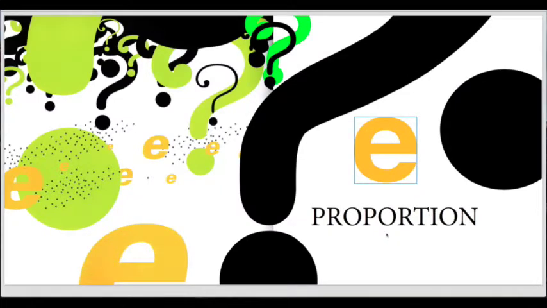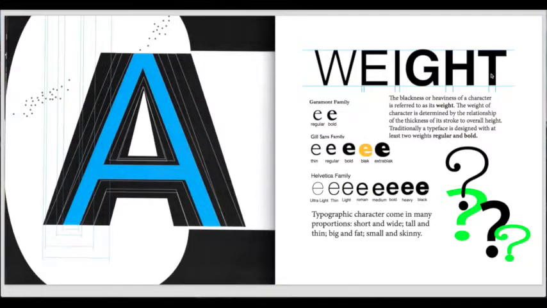Proportion. Weight. The blackness and heaviness of characters is the reference to the weight. The weight of a character is determined by the relationship between the thickness of its stroke and its overall height. Traditionally, a typeface is designed in two weights, regular and bold. Typographic characters come in many proportions: short and wide, tall and thin, big and fat, small and skinny. Ultralight, thin, light, Roman, medium, bold, heavy, black.